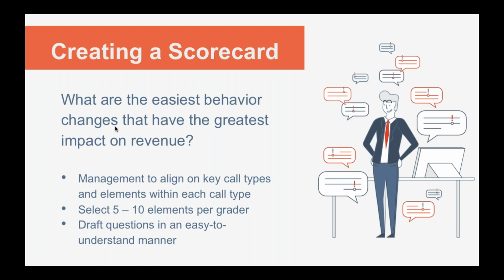So those behavioral changes, those easy wins, if you will, that would have a great impact on your bottom line should be what really formulates the backbone of your scorecard, especially the elements that your team currently struggles with. Because that's where we've really got to beef up our skill set and get better, so that way we can increase our bottom line, get more revenue.